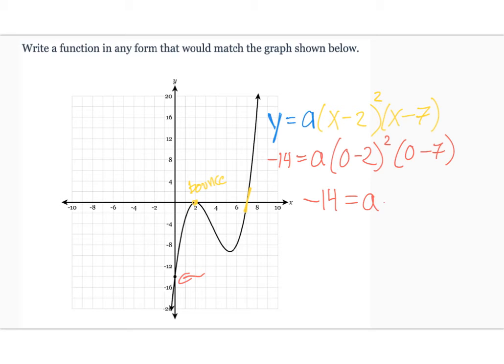Negative 2 squared is 4. And then we've got negative 7. So negative 28, that tells us that a is going to be a half. My equation is going to be 1/2 the quantity x minus 2 squared times the quantity of x minus 7.